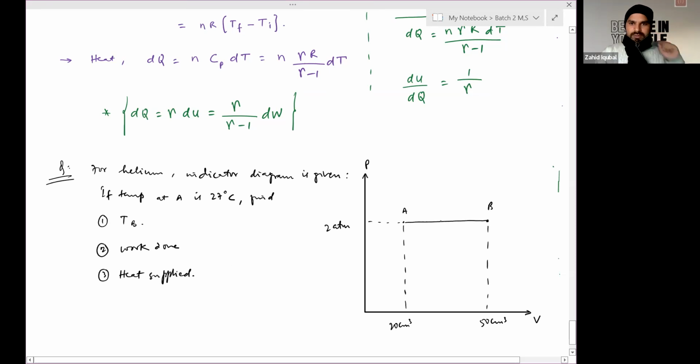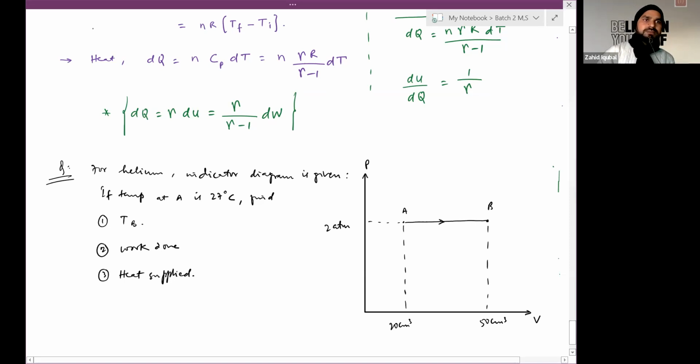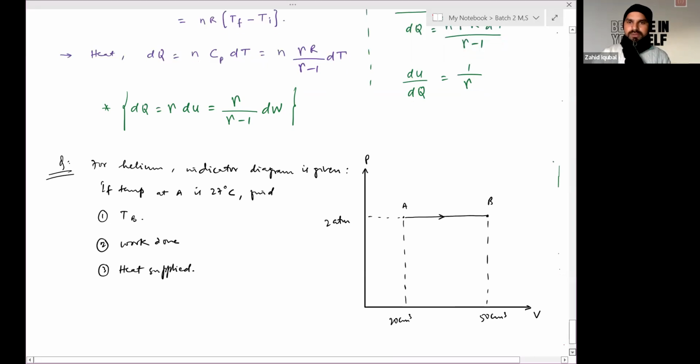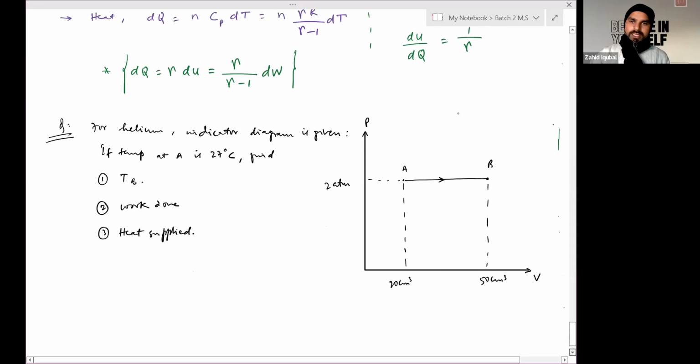Let me give you a hint how to calculate these quantities related to this question. For the first part, let me give you some conversion relations. 1 atm equals 10 to the power 5 Pascal. 1 centimeter cube will be 10 to the power minus 6 meter cube. For the first part, I have temperature at point A, which is 27 degrees Celsius, so convert it into Kelvin first. Temperature at point A is 273 plus 27, that is 300 Kelvin.